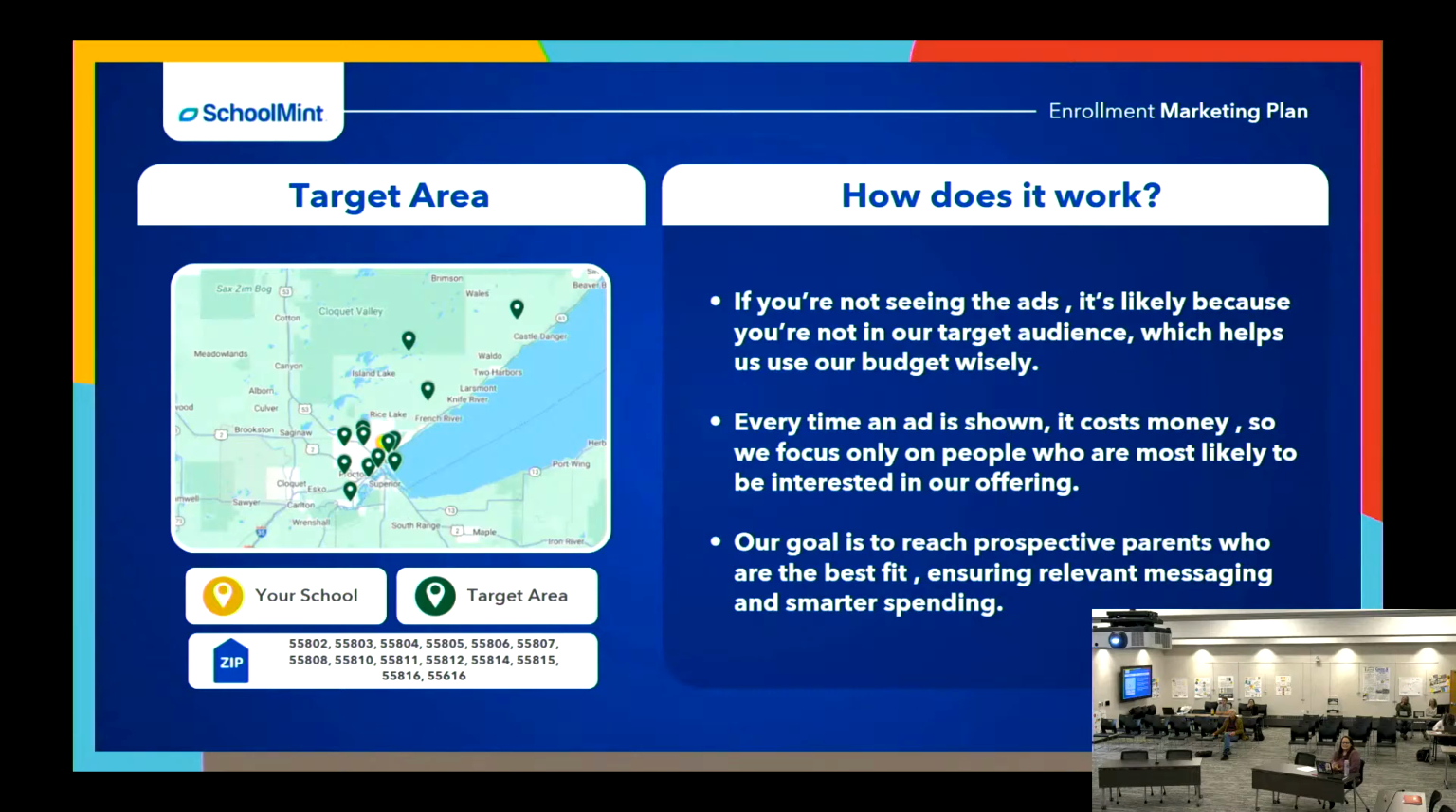If you're not seeing the ads, it's most likely because you're not in our target audience, which helps us use our budget wisely. So we target females age 35 to 55. And every time an ad is shown, it costs money. So we only want to focus on those that would be interested or would be more likely to interact with the ad or click on the ad. And then obviously our goal is to reach prospective parents who best fit what we're looking for.